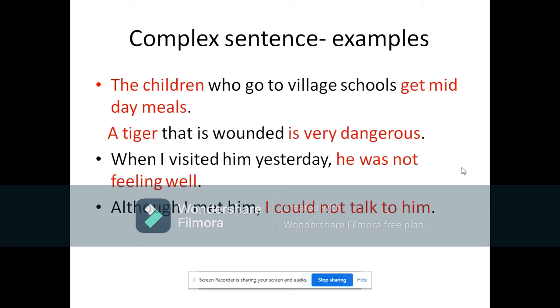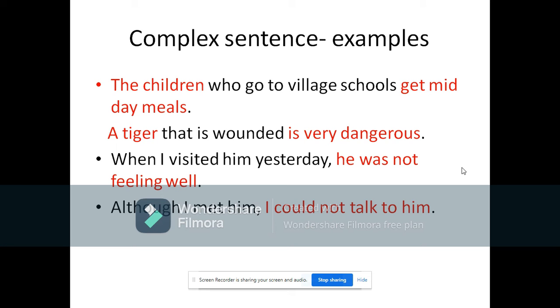The main clause is a tiger is very dangerous. It is the main clause. That is wounded, it is a subordinate clause.